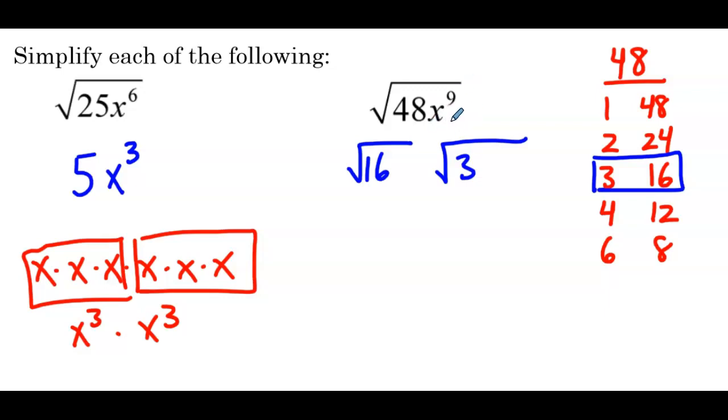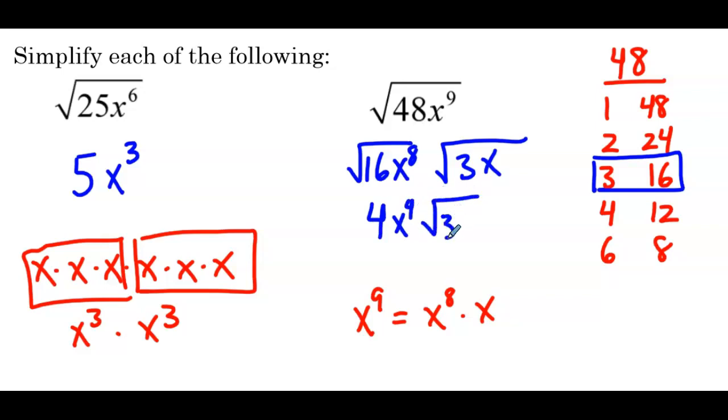Now x to the 9th is not a perfect square. Right? We need to express x to the 9th as the product of a perfect square factor and then the remaining factor. So we can express x to the 9th as x to the 8th times x. And if you need to see that more, expand x to the 8th. Right? And convince yourself that x to the 8th is a perfect square factor of x to the 9th. So then x to the 8th goes in this square root. The variable x goes here. The square root of 16x to the 8th is then 4x to the 4th times the square root of 3x.